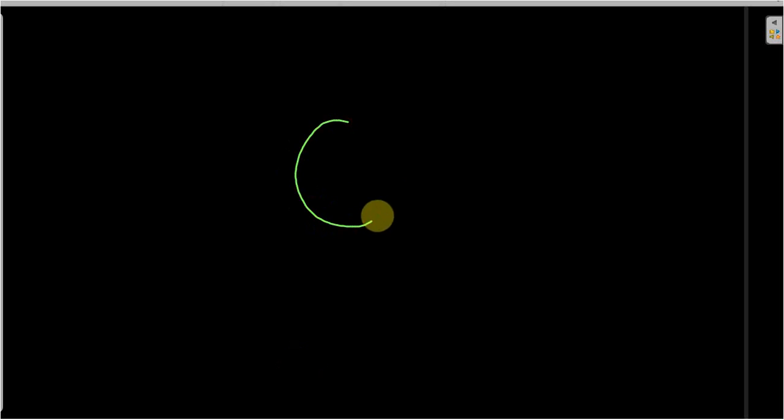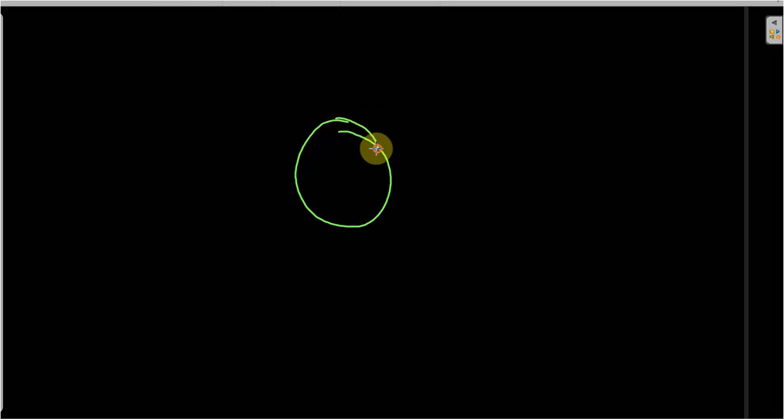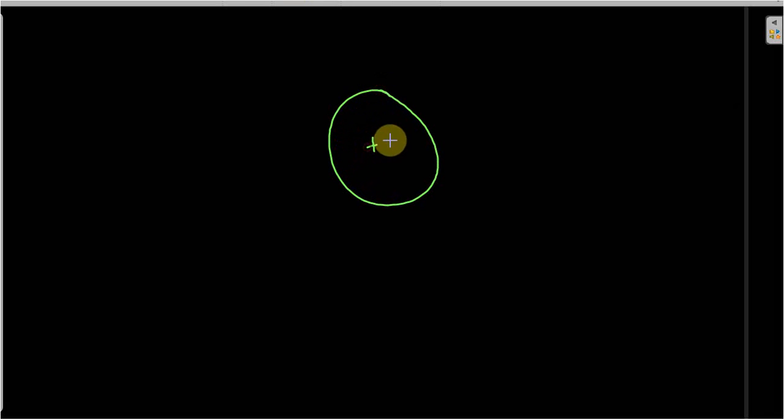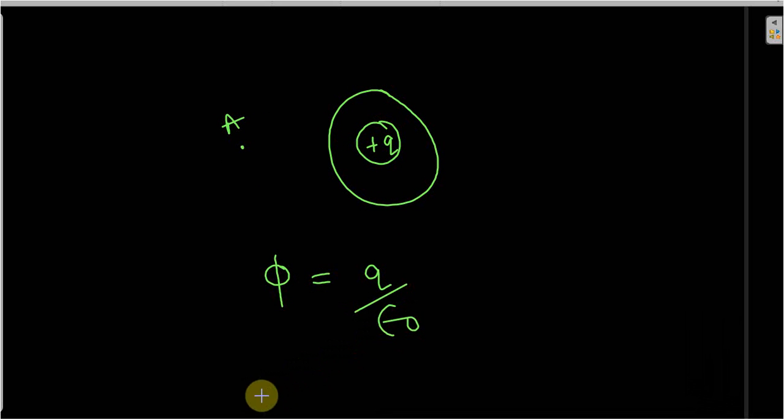Firstly, we will discuss a very small and easy numerical. Let us consider we have a closed surface, and a positive Q charge is there, and we want to find the electric flux. So what will be the electric flux? Phi is equal to whatever the charge inside it, we will take, Q by epsilon naught. So this is the electric flux.